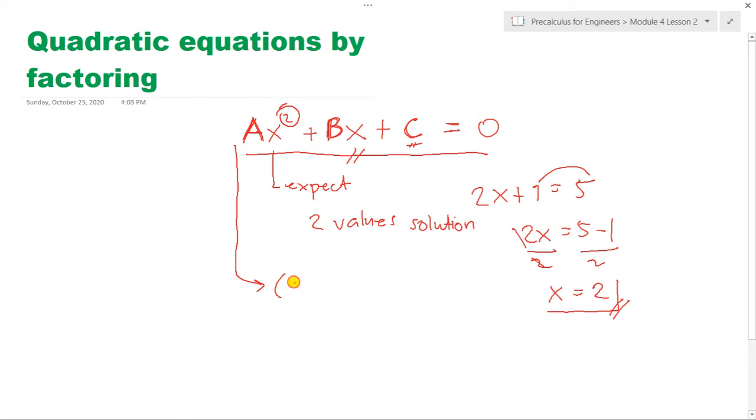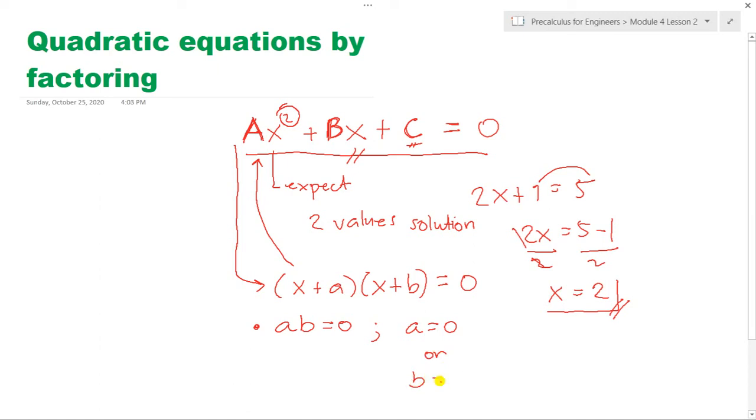So let's say a factor of x plus a and x plus b, such that these factors would satisfy the above equation. And since we already have this, take note that from the properties of algebra, if you have an expression a multiplied by b which is equal to 0, it follows that a should be 0 or b should be 0.